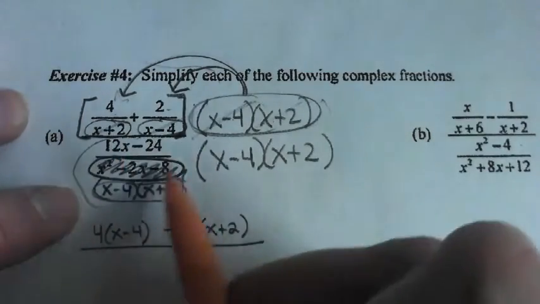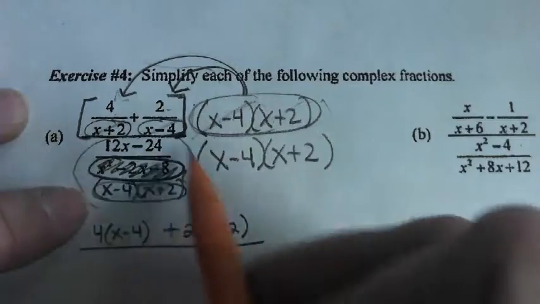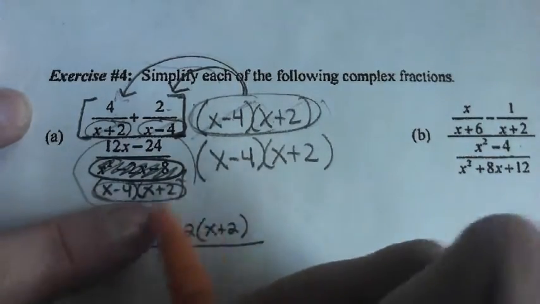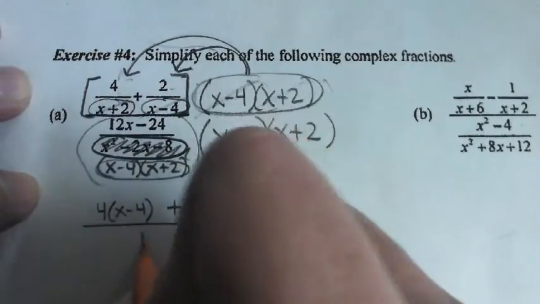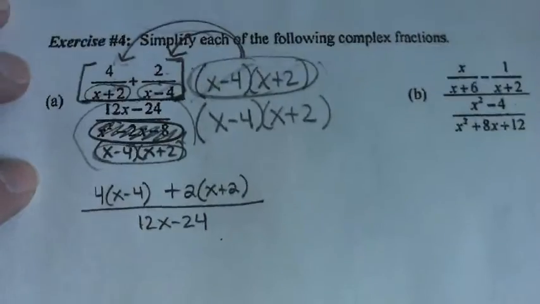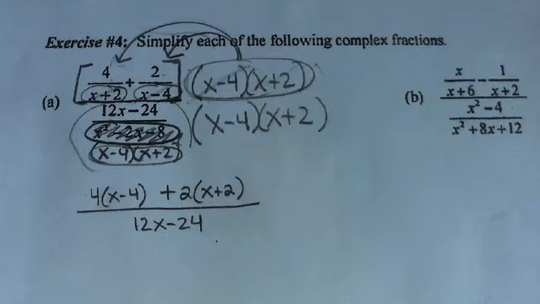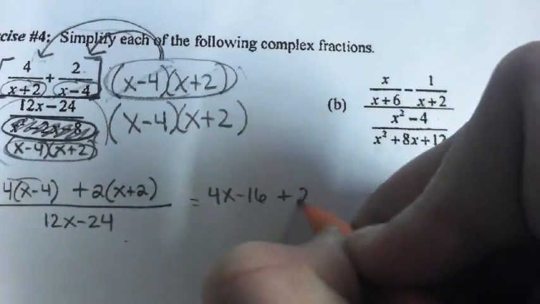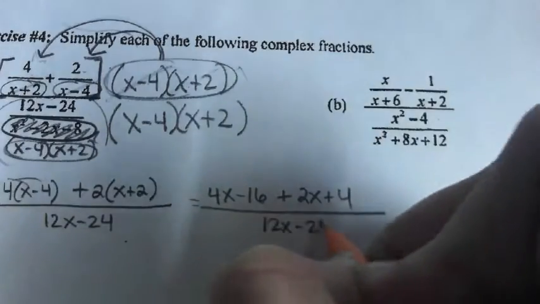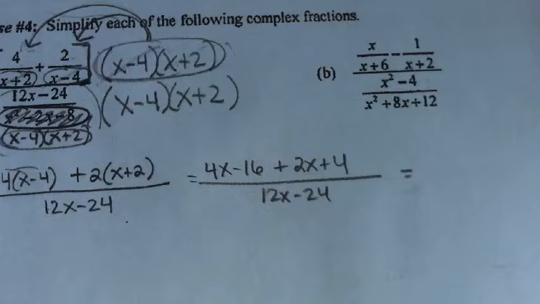In my denominator, when I multiply this by the only fraction there, the x minus 4 will cancel and the x plus 2 will cancel, and I'll just have 12x minus 24. And the complexity of your fractions is gone. We'll just distribute and combine like terms in our numerator and simplify from there. Does that make sense? So go ahead and do that. 4x minus 16 plus 2x plus 4. Combine like terms in your numerator. And then see if you can factor and cancel that fraction.